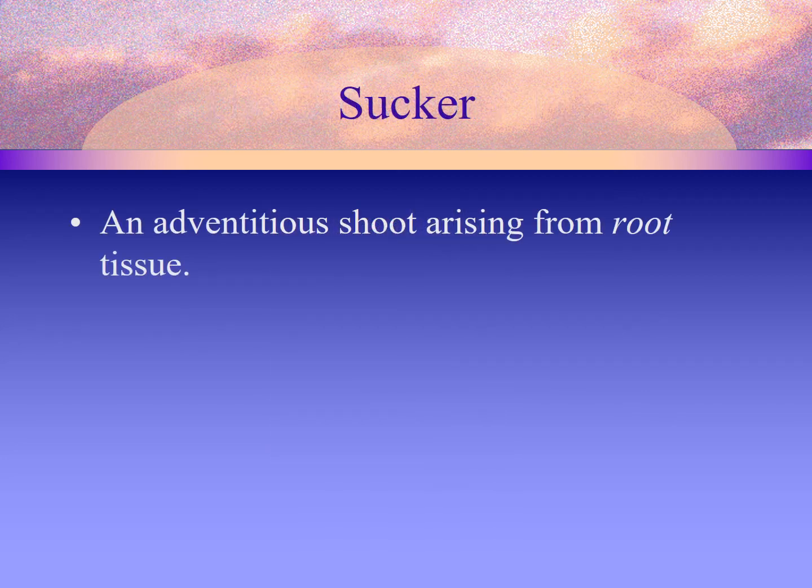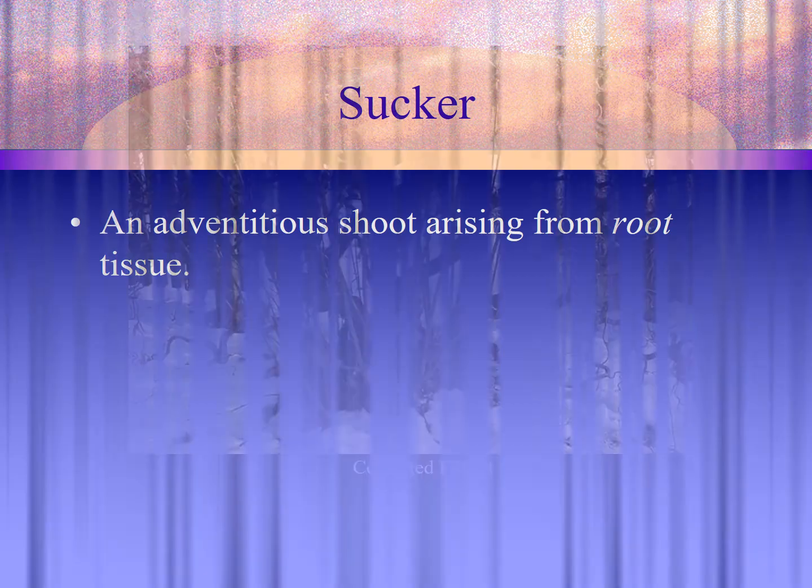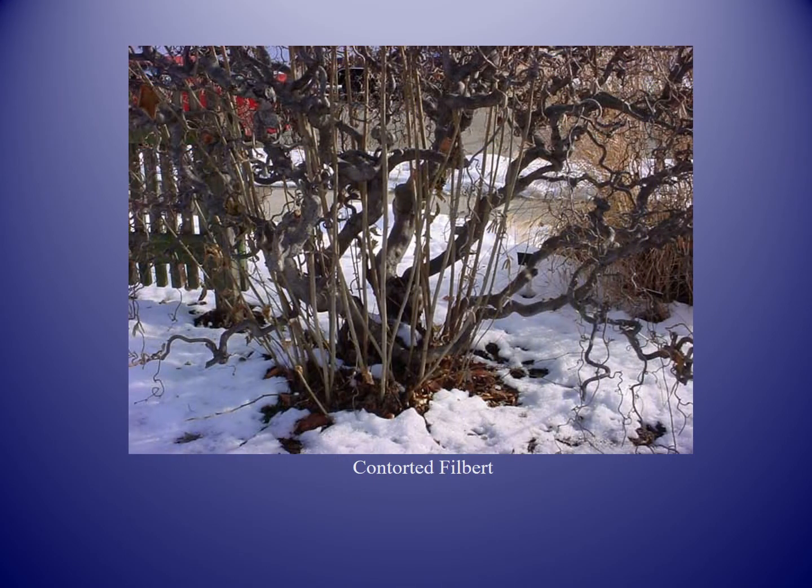A sucker is an adventitious shoot that arises from the root system of a plant. So suckers develop from the root systems of plants. And this is a great picture of a contorted filbert plant. And it shows numerous suckers that you can see developing from the root system.